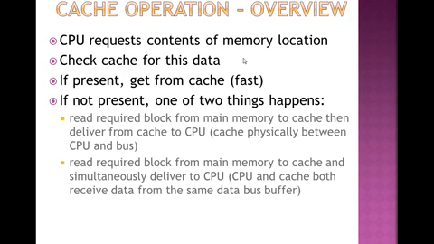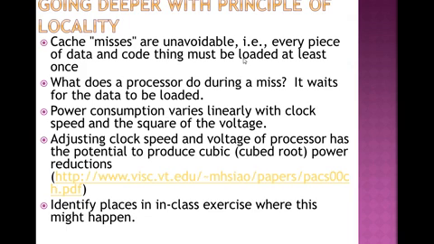The next possibility is to read the required block from the main memory to the cache and simultaneously deliver it to the CPU. In the first method, the data goes from the main memory to the cache and then from the cache to the CPU, in two steps. In the second method, at the same time as passing the data from the main memory to the cache, it delivers the data to the CPU. So the first has two steps, and the second has only one. In brackets it says the CPU and cache both receive data from the same data bus buffer.